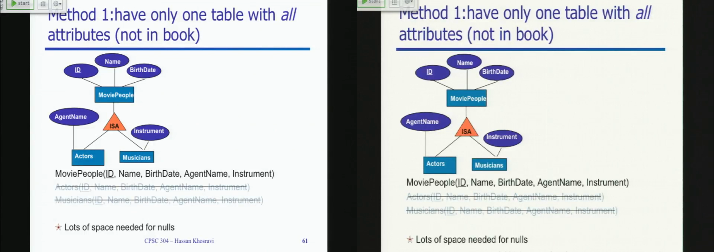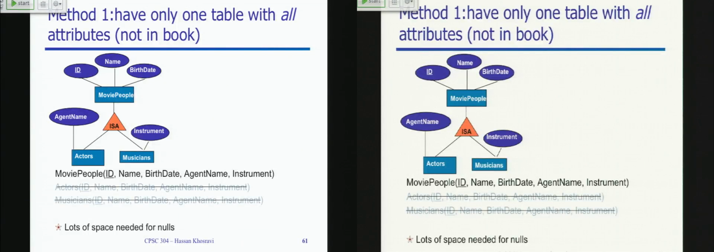Right, does anyone have any answers? Yes? If I wanted to look up actors only, then I would have to look at movie people and then look at all the ones with the roles. So the answer coming from that side is, if I want just to look at actors, then this is a big table that I need to go through and put away all the ones that don't have an agent, right?